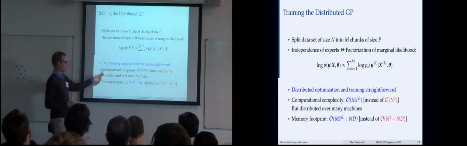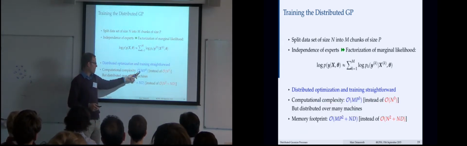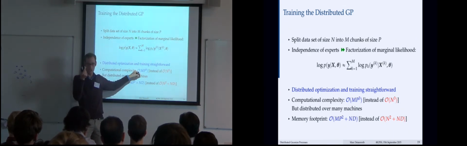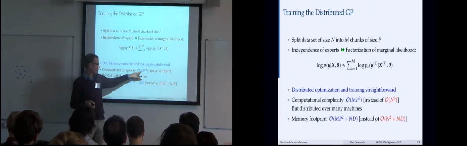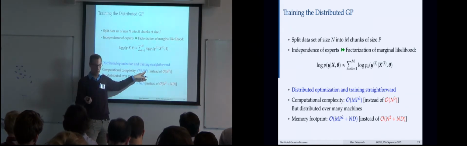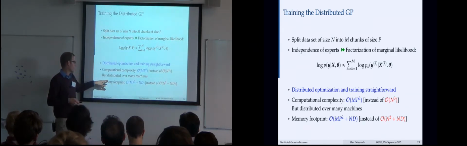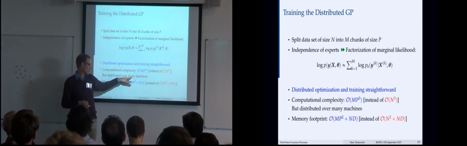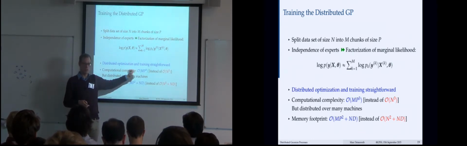And the computational complexity is now m times p cubed. p is the size of the data set at each expert. So it still scales cubically, but p is now much smaller. And we have m of these experts. So this is m times p cubed. That's where that comes from. But this is distributed over many machines, and to be more precise, m machines.